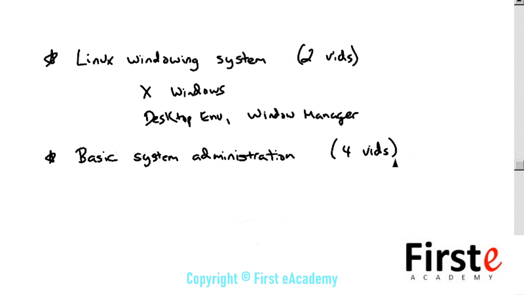We spend 4 videos doing that. When I say basic system administration, I'm talking about the kind of system administration that you would have to do even if you had a system in your house and you were the only person that used it. So this is very basic, very fundamentally important system administration.